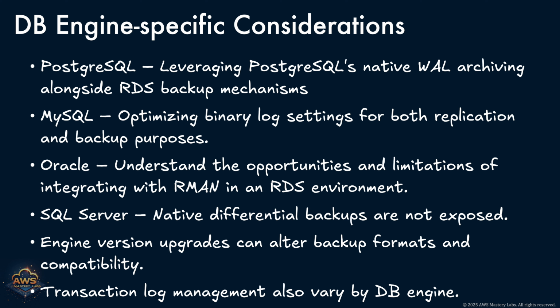With Oracle, you may be familiar with RMAN, but in RDS, usage is limited. While direct access to RMAN is restricted, Oracle's recovery features are abstracted into the snapshot and archive log layers. For SQL Server, native differential backups aren't directly exposed in RDS. Instead, AWS relies on volume-level snapshots. This means restore operations always occur from full snapshot baselines, no incremental restores.